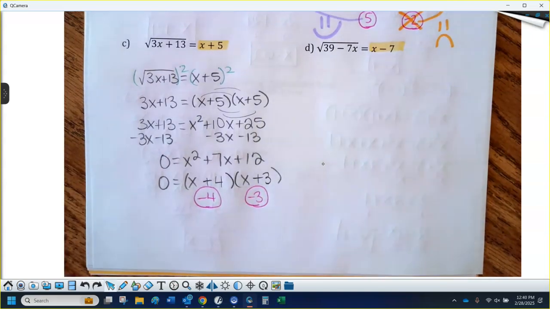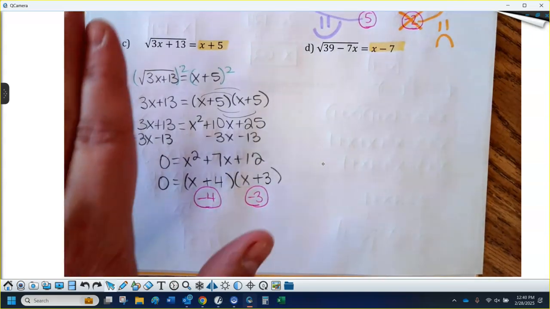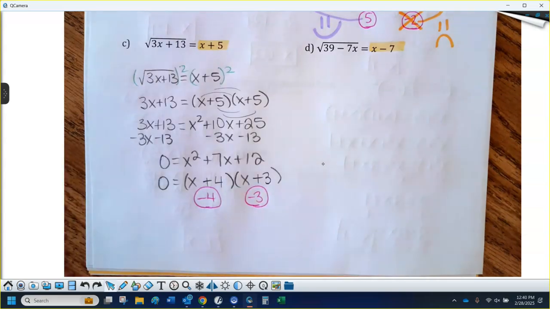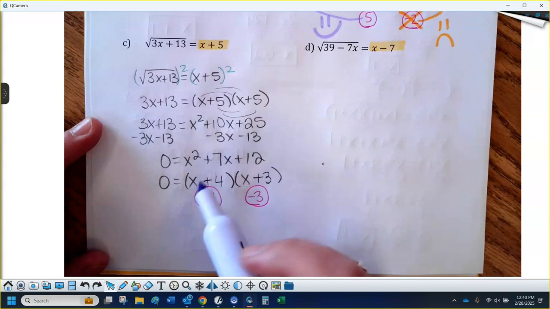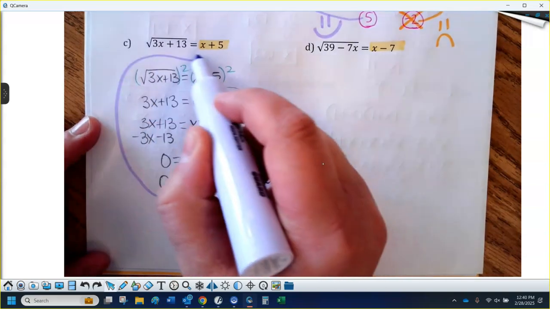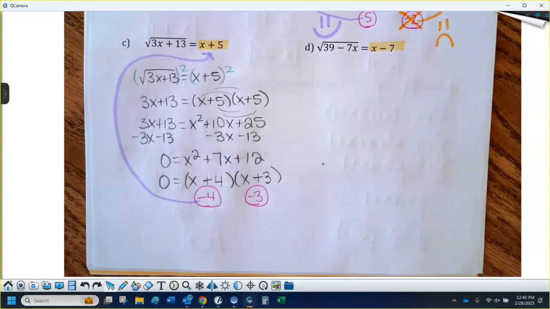Now, you just have to remember before you write your answer, I had a square root equal to an expression, so we have to check. Okay, so if I come up here, you don't have to check both sides, just check the expression. Doesn't matter what the number is, as long as it's positive, you're good. If I do negative 4 plus 5, that's positive. That's positive 1, so this is good to go. Just because the answer is a negative number does not mean it's not a solution.